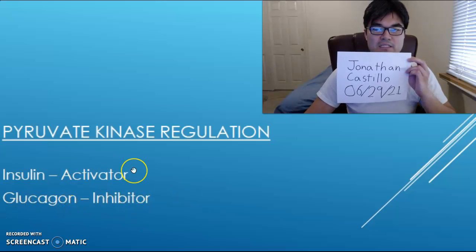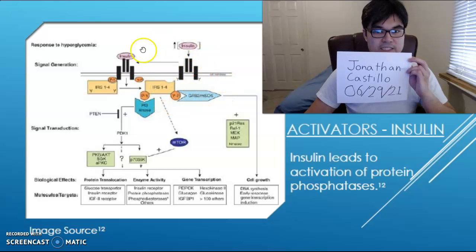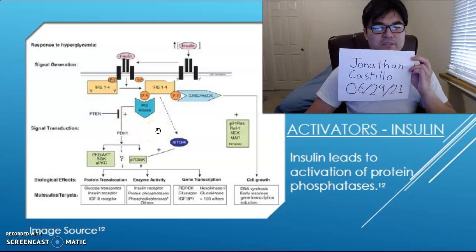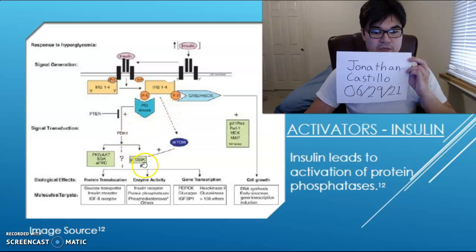Insulin acts as an activator for pyruvic kinase by first binding to the receptor tyrosine kinase. This then forms a phosphorylated tyrosine PY residue that acts as a docking station for insulin receptor substrates to bind to. These attached insulin receptor substrates also form residues for signaling proteins to dock onto. Among these signaling proteins is PI3 kinase, which leads to the enzyme activation of protein phosphatases.